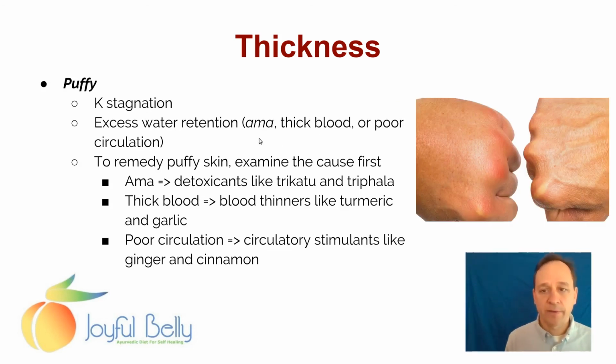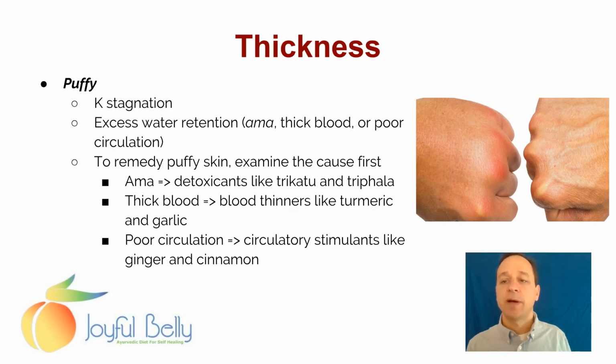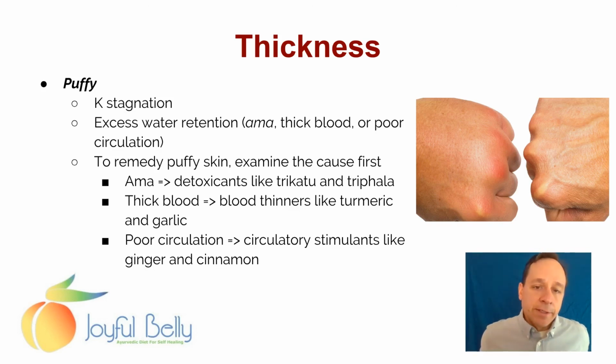Here's an example of puffy skin due to fluids and fluid retention. Notice the fist on the left is puffier than the fist on the right. So this is due to stagnation, poor circulation of fluids, or inflammation. So that could be caused by ama. It could be caused by thick blood, if a person's blood is too thick because it's too rich and kapha aggravated, or just poor circulation due to heart problems or any number of problems that could cause water retention in the skin. So you have to examine the cause first.